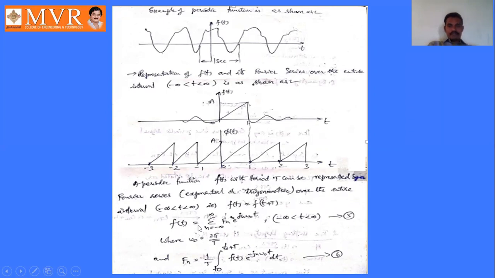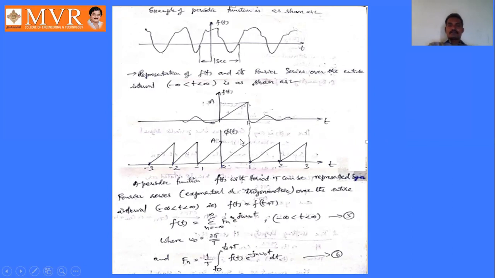But f of t in exponential form can be represented as sigma n equal to minus infinity to infinity Fn into e power plus j n omega naught t during the interval minus infinity to infinity. Consider this as equation number 5, where omega naught equals 2 pi by T, and Fn, the Fourier coefficient, is 1 by T integral t naught to t naught plus T f of t into e power minus j n omega naught t dt. This is equation number 6.